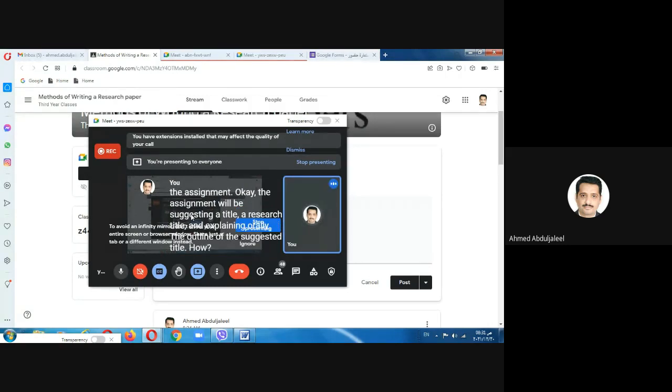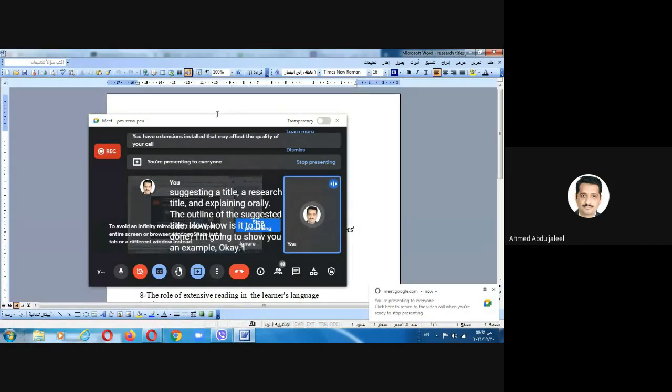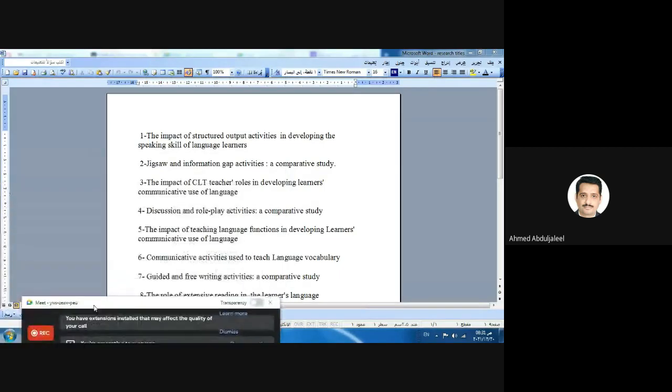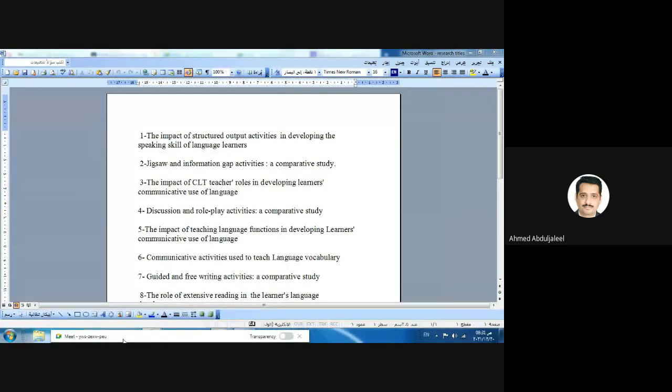How is it to be done? I'm going to show you an example. I wonder whether you can see the file now. Yes, Doctor, it's clear. Here in this file, we have different titles. So let us see how we can explain orally the outline of each title.